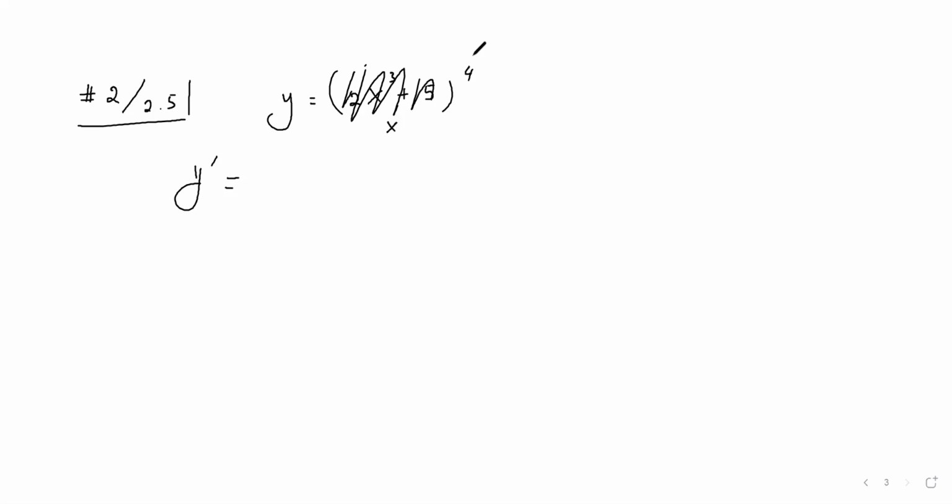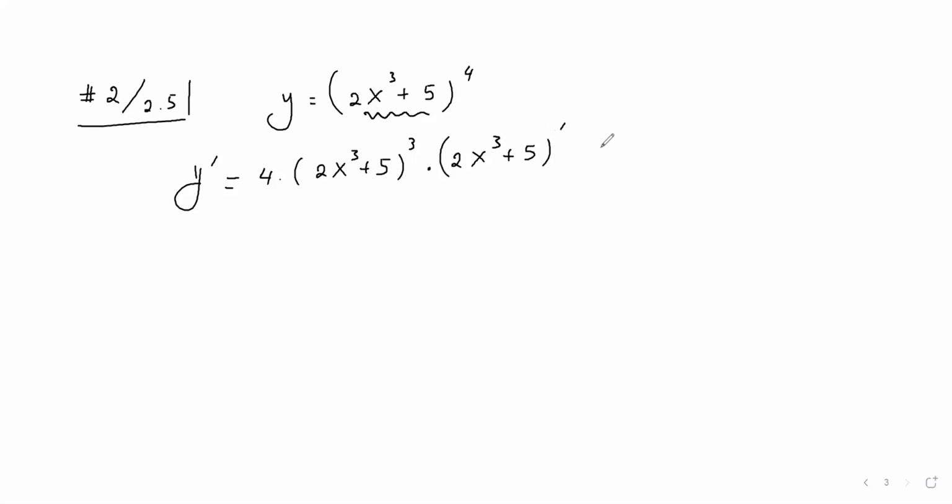If you had x to the 4, how would you do that? You would do 4x cubed. Well, it's the same thing here. So you will do 4 times 2x cubed plus 5 cubed, right? And then you say times this argument from here, which is slightly more complex, but not a problem because we just say times that thing prime. And that's going to give us a very simple answer.